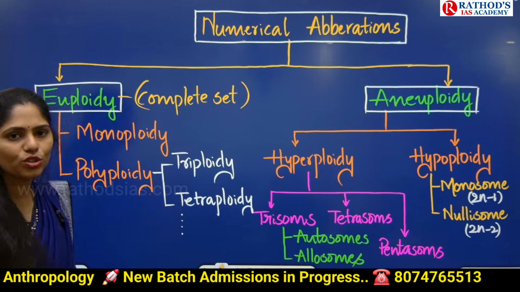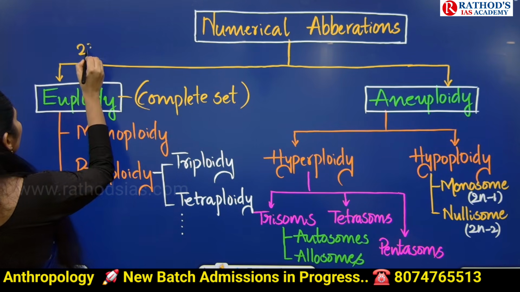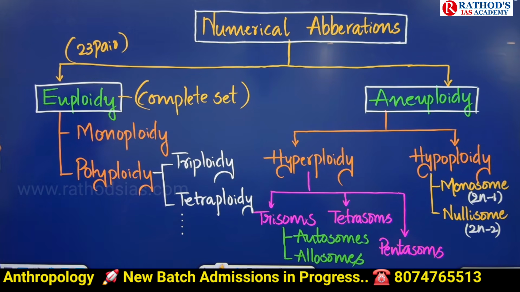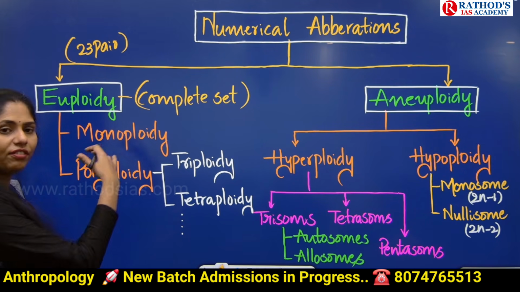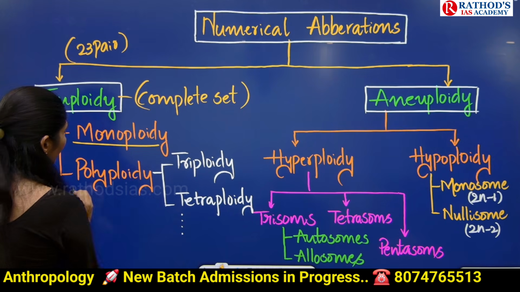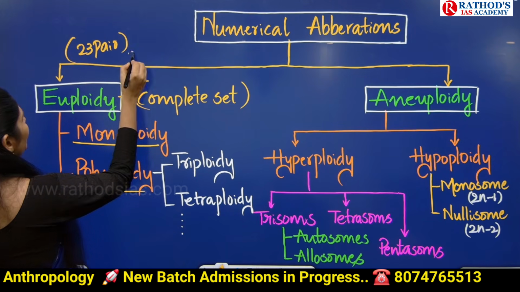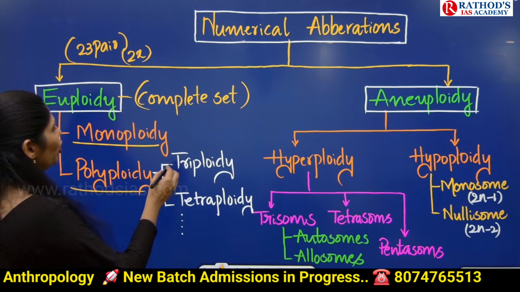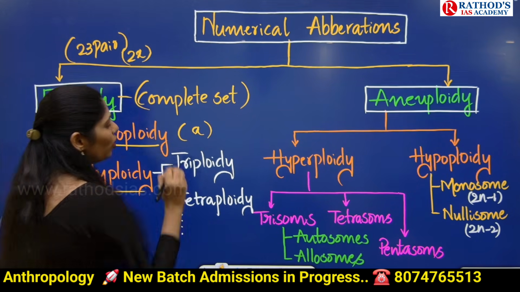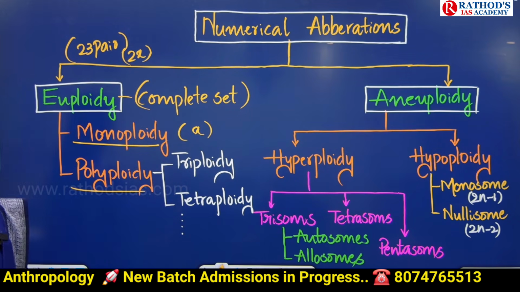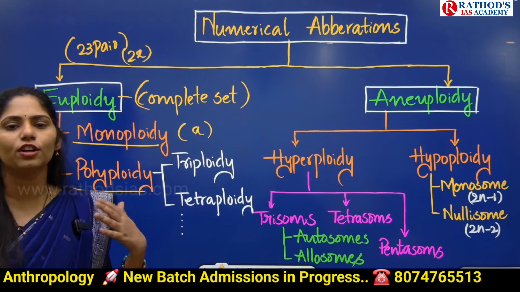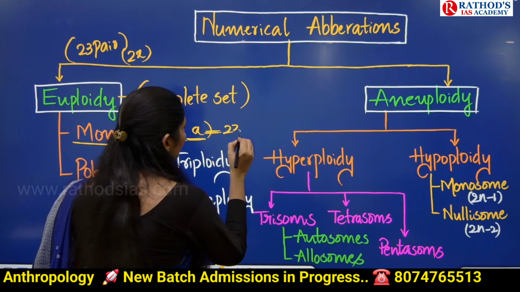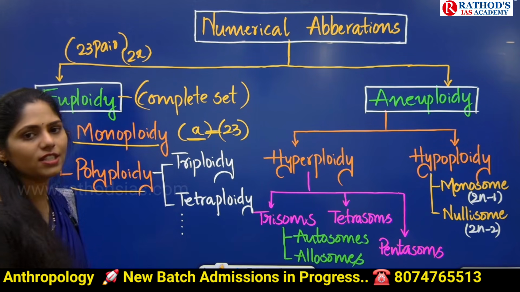So how many chromosomes do we have? 23 pairs. In euploidy, we again have different types: monoploidy and polyploidy. Generally, we have 2x chromosomes, that is 2 into 23, right? In monoploidy, we have only x. Mono means single, a single set of chromosomes instead of two sets. So here in x, we have 23 chromosomes only instead of 46.